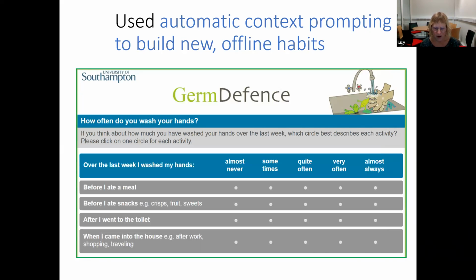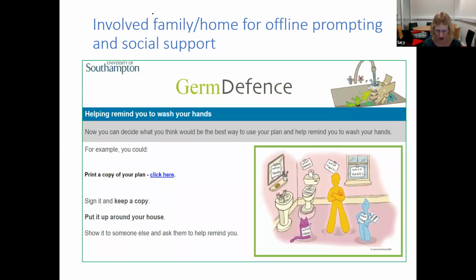So we ask people to put in when they usually wash their hands, and you'd find they'd put in before I ate a meal, very often, but before I ate snacks, people hardly ever do. Which is strange, because with your meal you might be eating with a knife and fork and never touch it, whereas your snacks go straight from your hand into your mouth with all the germs on top. So based on that, we then got people to identify times that they were going to try to wash their hands a bit more and to put up reminders all around the house.